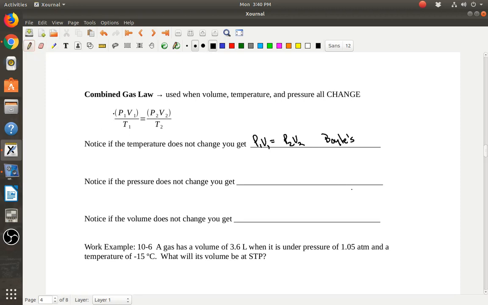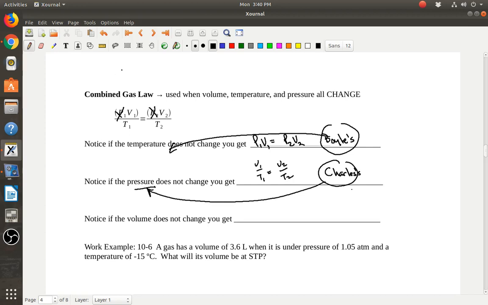What if the pressure doesn't change? I'm going to mark out pressure now. Well, now I have V1 over T1 equals V2 over T2. So the pressure doesn't change, and that's Charles' law. So Boyle's law is when the temperature doesn't change. Charles' law is when the pressure doesn't change.